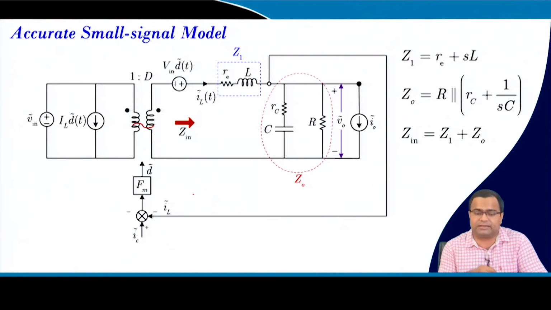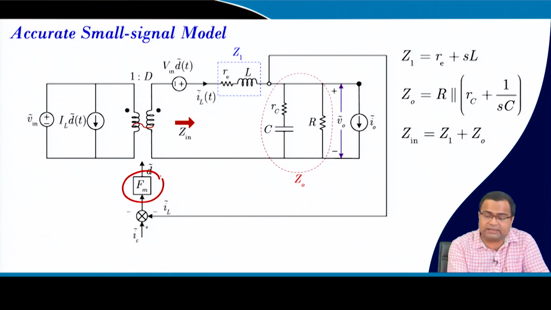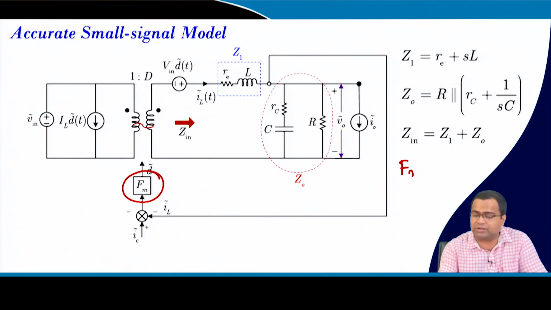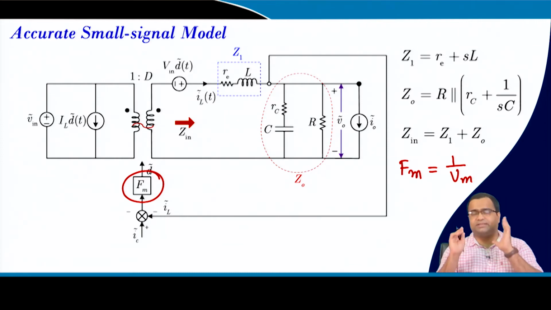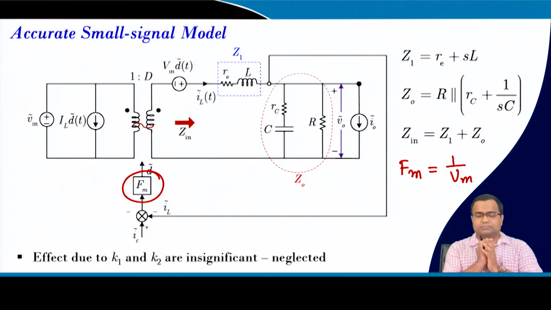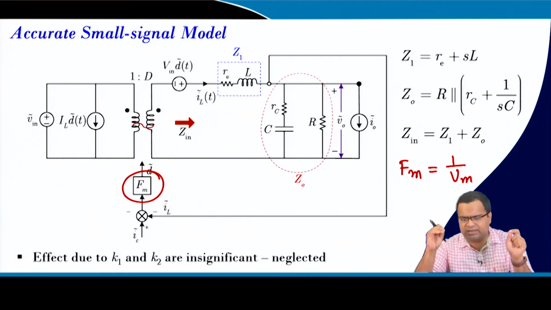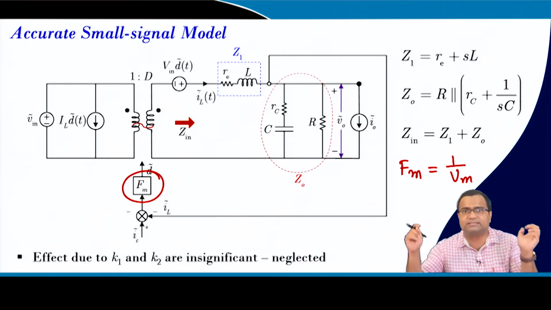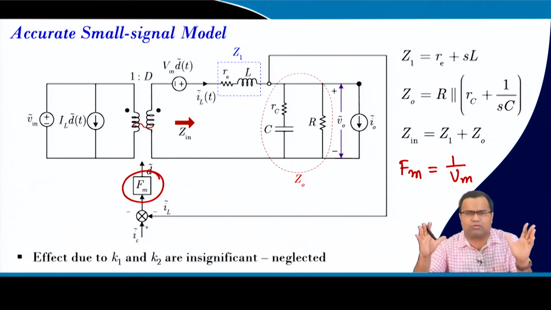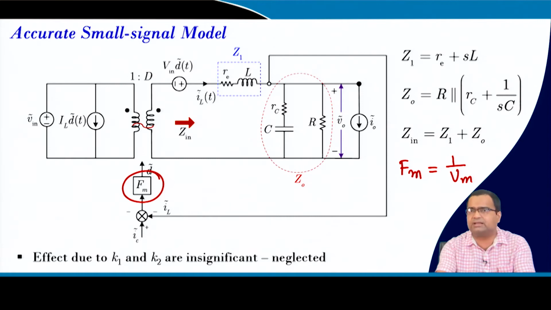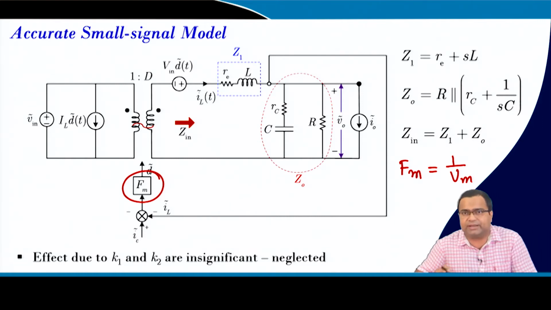So, we will simply remove this, and the compensating ramp Fm we are going to consider is simply 1 by Vm, which is a ramp signal. So, this is neglected for this analysis, because we have already ignored this effect in our peak current mode control, and even if we include it, the effect is not very significant depending upon your load current and input voltage condition. But when we slow down the current loop, we can simply eliminate and neglect that effect.